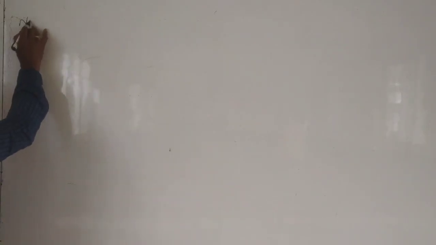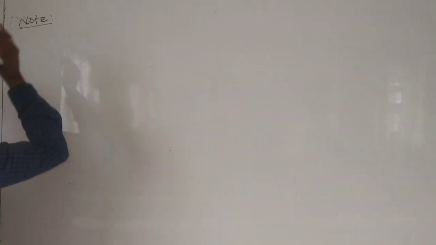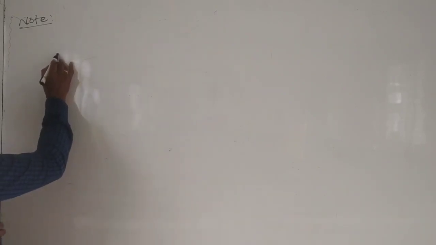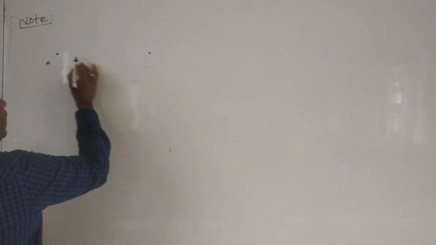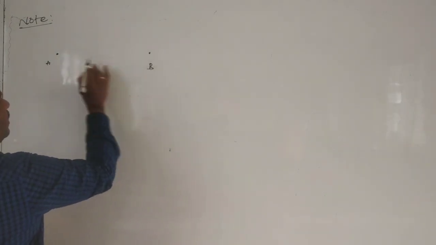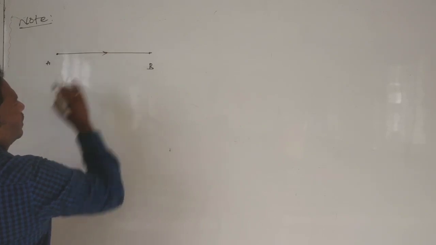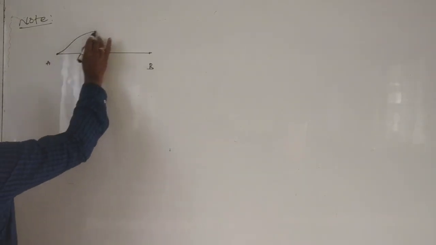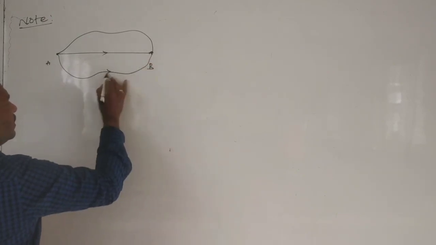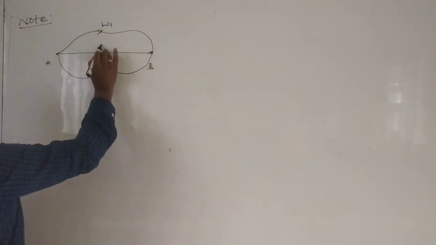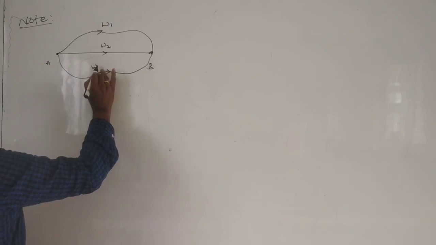See, work done is independent of the path followed. This is point A, this is point B, so we can travel from A to B in this path, or like this path, or like this path. So if we travel in this path, it's W2, and this is W3.